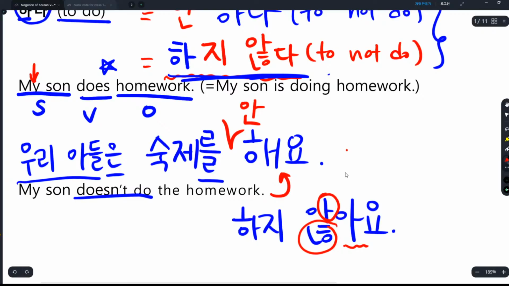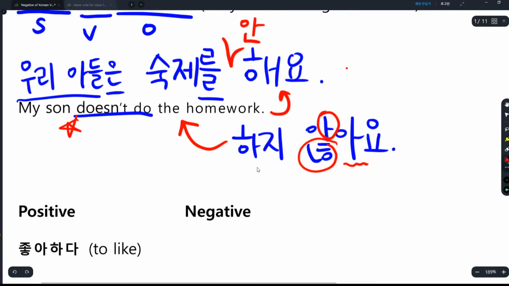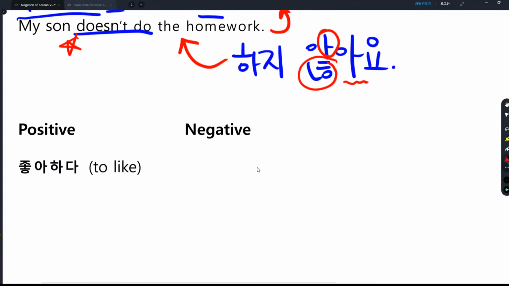So 제 아들은 숙제를 안 해요, or 제 아들은 숙제를 하지 않아요 would be the correct way to translate this negative sentence. Doesn't do the homework. So far it's not difficult, right? I hope you guys are following well.